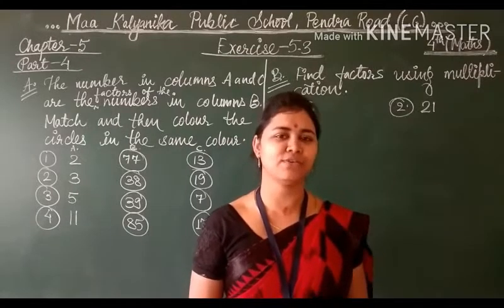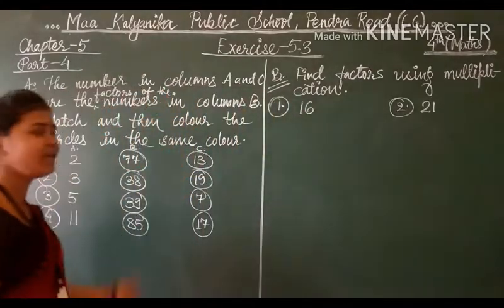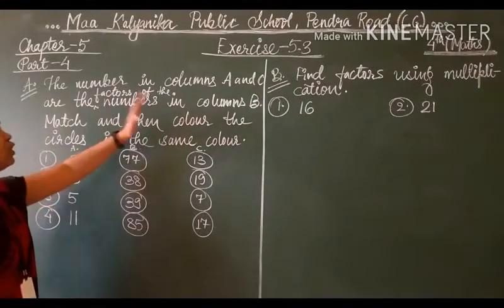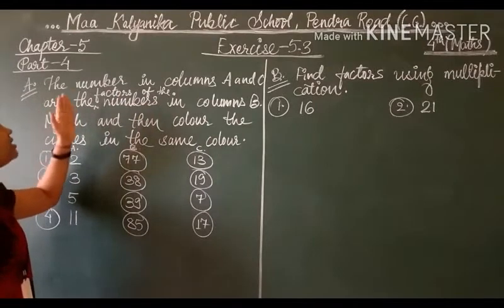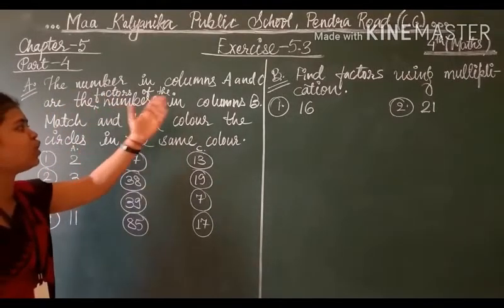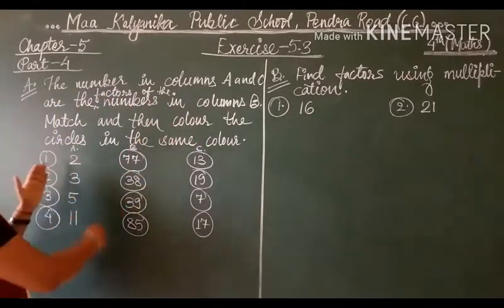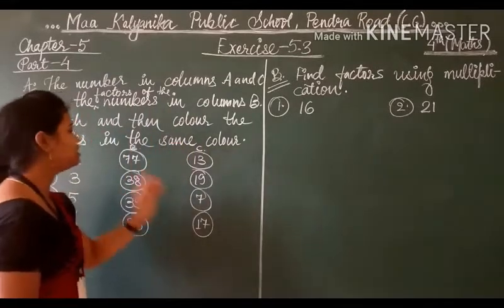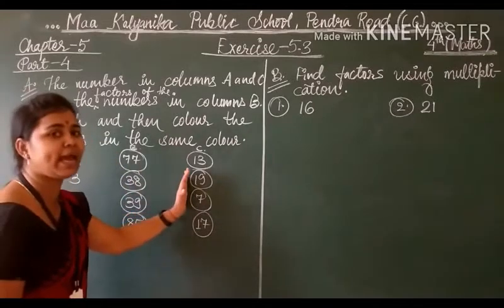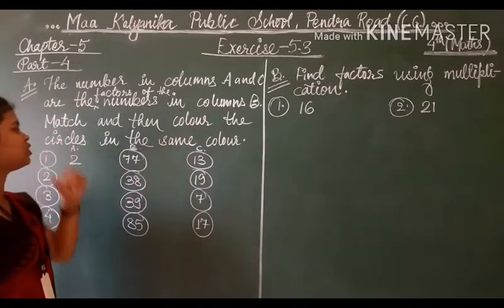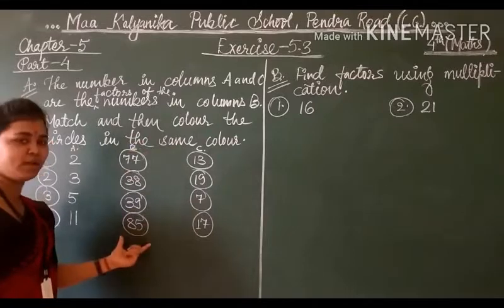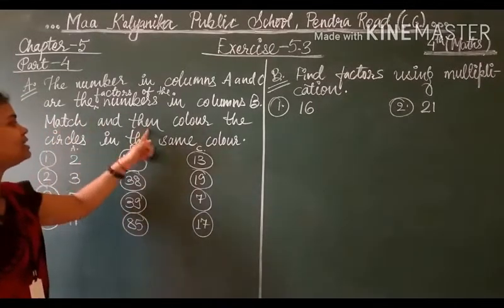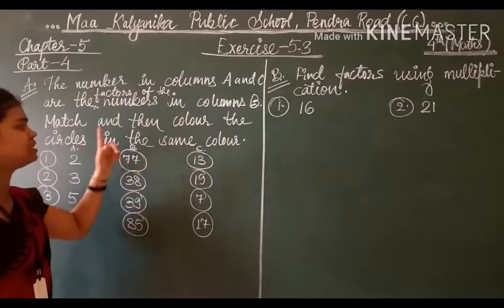So students, we are going to start exercise 5.3, question number A. The numbers in column A and C are the factors of the numbers in column B. Means the numbers given in column A, this is column A and this is column C, are the factors of the numbers given in column B, which is given in the middle. It is given: match and then color the circles in the same color.